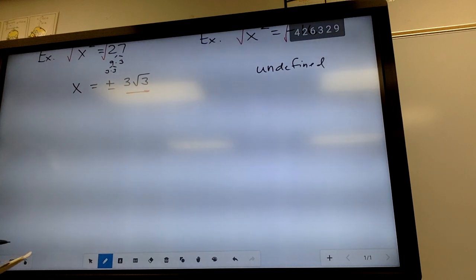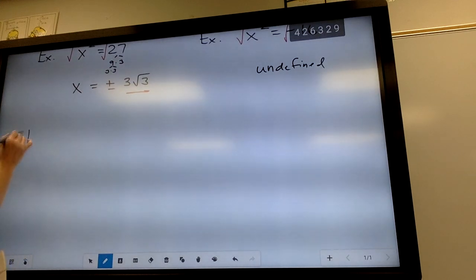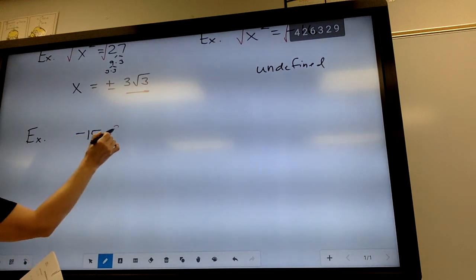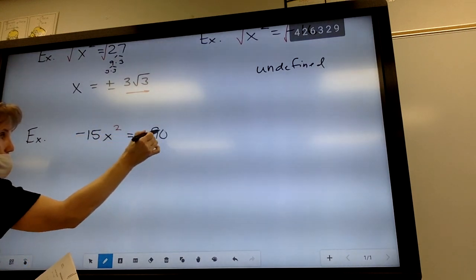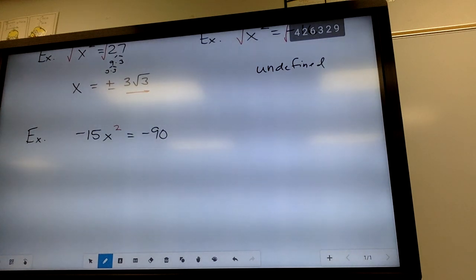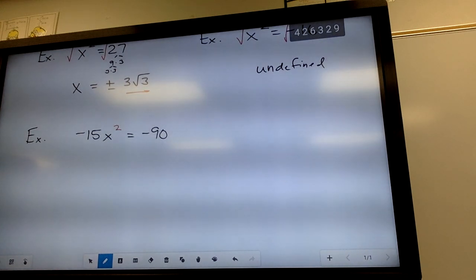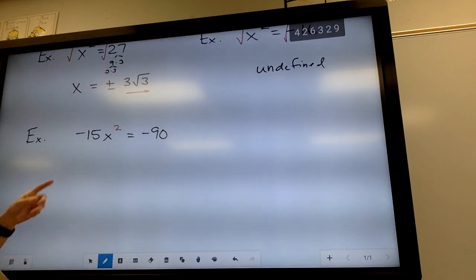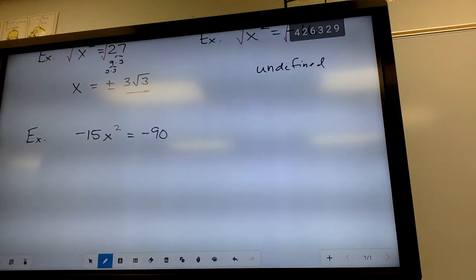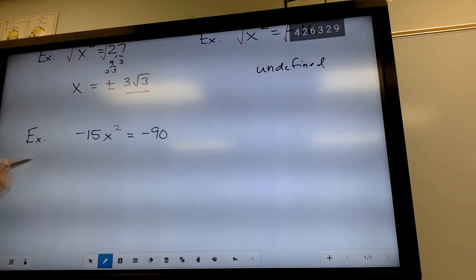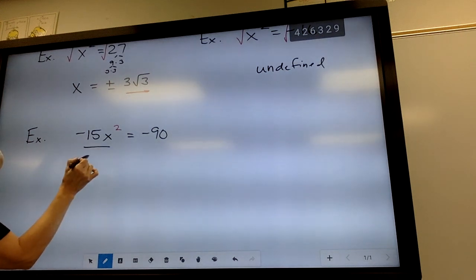Okay, you're not always going to just have an x squared. Don't be fooled by something like this where it says negative 15x squared equals negative 90. Don't be fooled and say, well, negative is there, it can't be done. You have to isolate the squared term before you can take the square root. I would not take the square root right now. I've got to get the x squared by itself. Add 90. Then you've got to divide by negative 15.